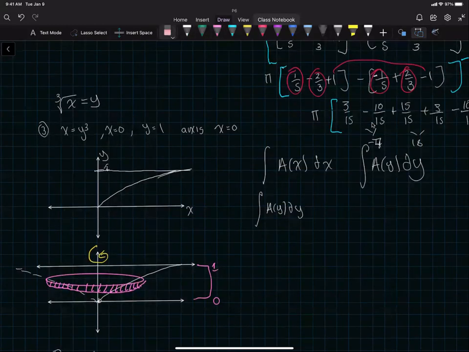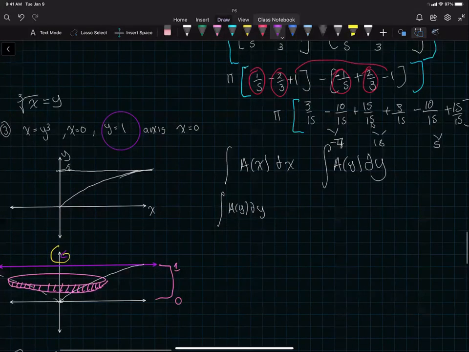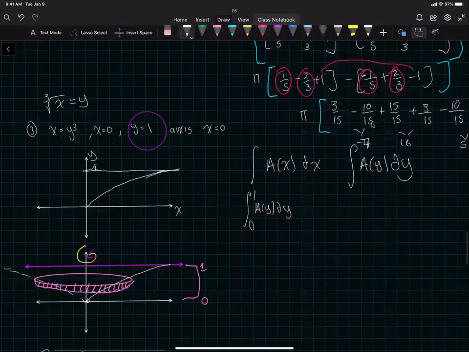So let me change the color of this one. So this one, let's make it purple. So the purple line is going to be our y equal to 1. Okay, so that's where we begin, that's where we end. So it's going to be from 0 to 1. And then A of y is going to be our equation, which we already have here.